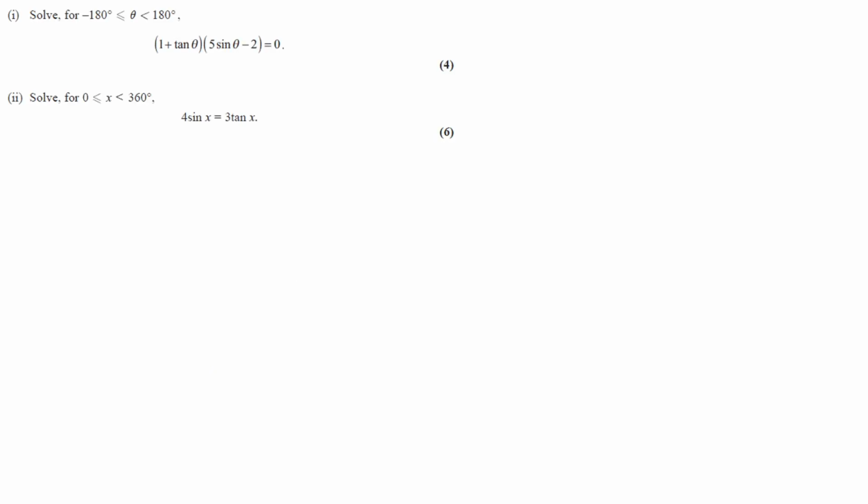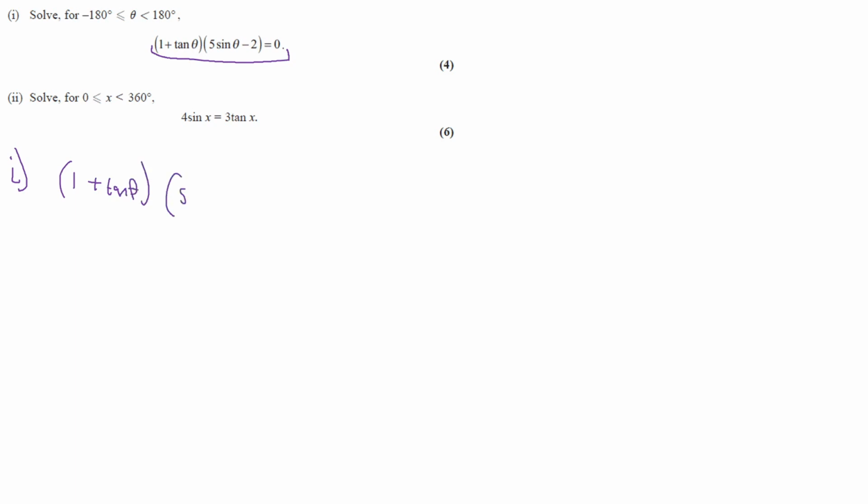Now let's look at this question. For this one, we're asked to solve between negative 180 and 180 these factorized values. And then we're also asked the same thing about this one. Okay, let's start with part I. For part I, or Roman 1, we know that each of these values are equal to 0. So let's write them down.